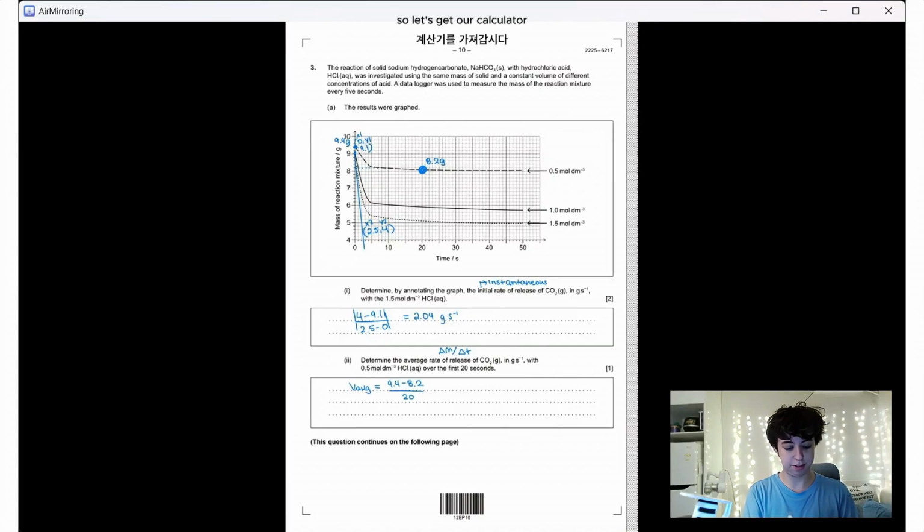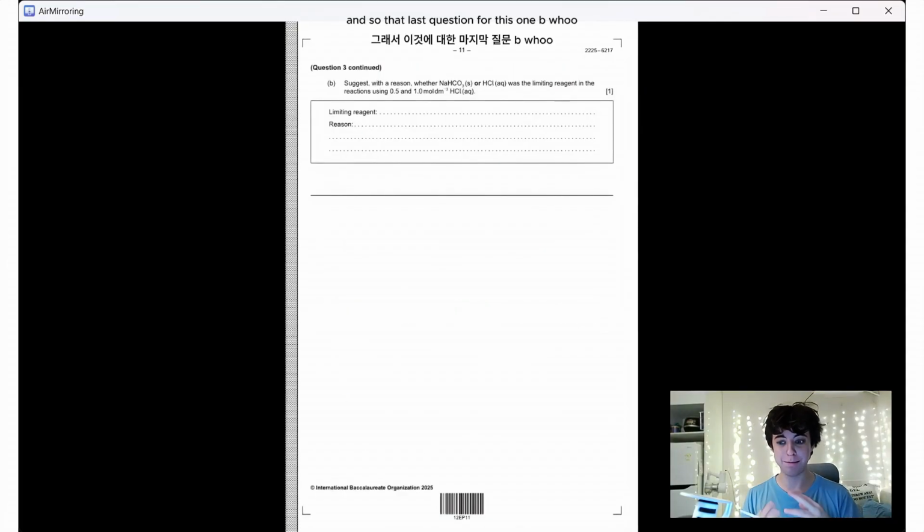Okay, so let's get our calculator. 9.4 minus 8.2 divided by 20. That gets us 0.06 grams seconds to negative first. So that's going to be the average rate of release of CO2 for those first 20 seconds for that lower concentration. Okay, and so that last question for this 1B, woo, we made it, is suggesting with a reason whether the sodium hydrogencarbonate or hydrochloric acid was the limiting reagent using 0.5 and 1 concentration.